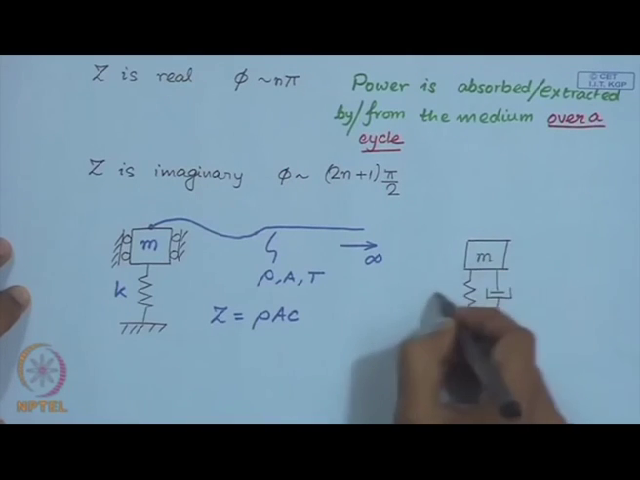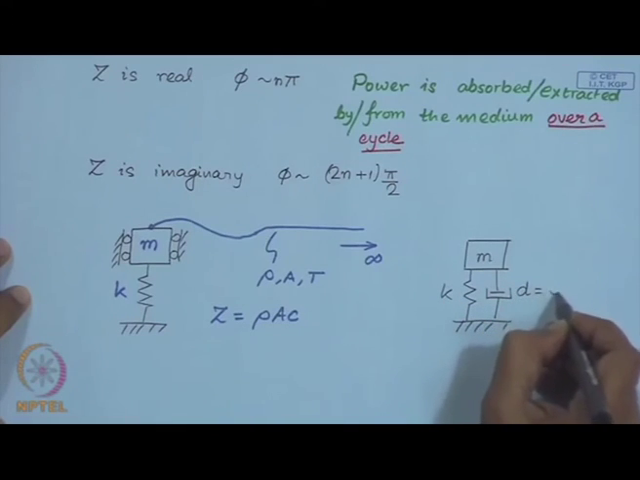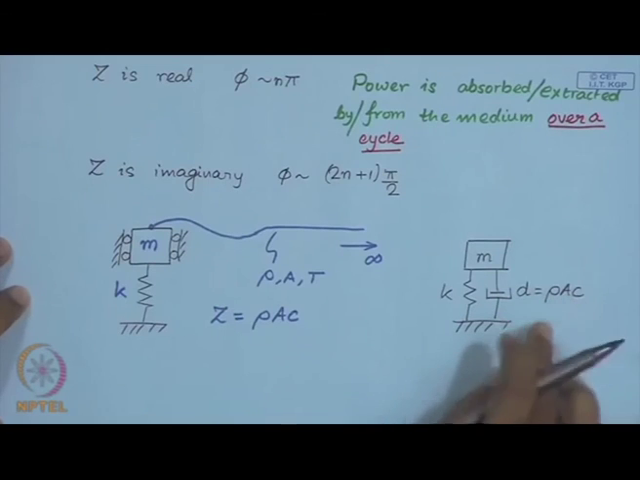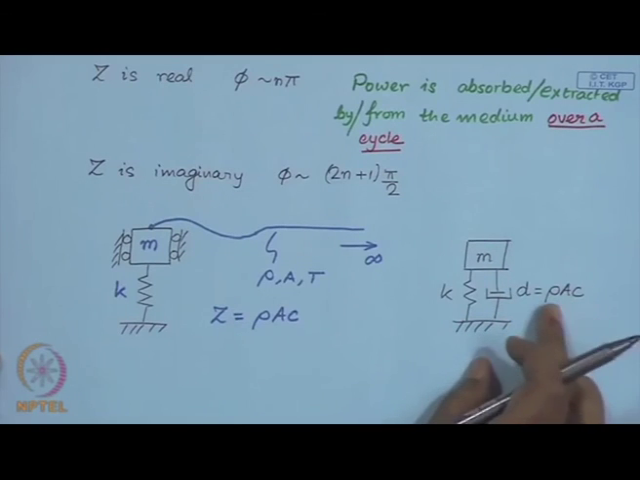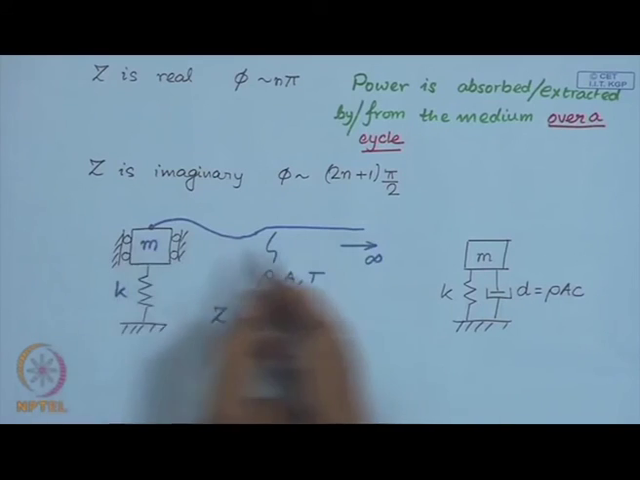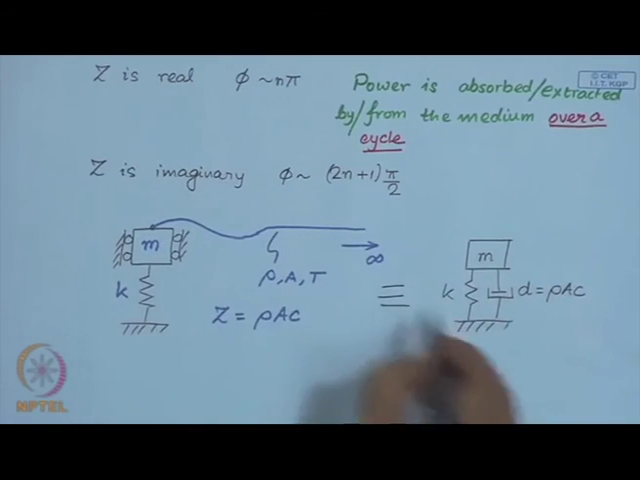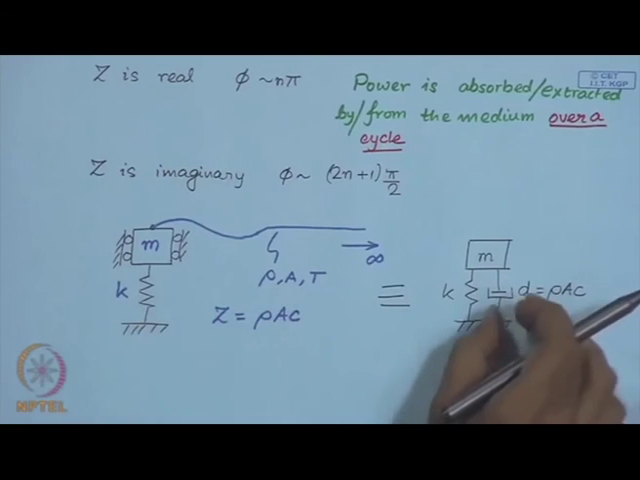power is always absorbed in the medium by the string, and therefore, I can think of this system as a damped oscillator with the damping coefficient rho A c, which is the impedance of the string. So, impedance is force divided by the velocity. So, this is the damping. So, here you find that energy is being radiated out. This is an equivalent model of this system.